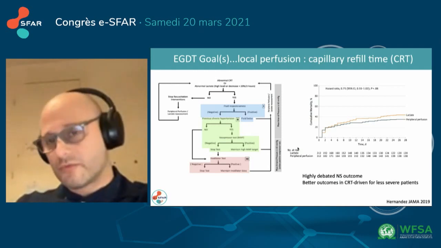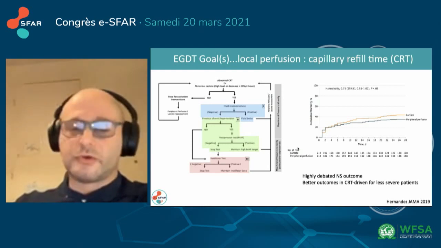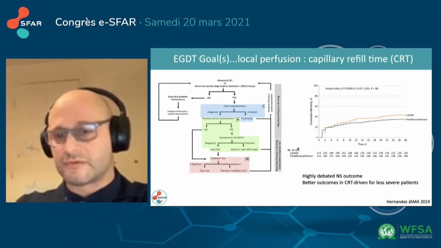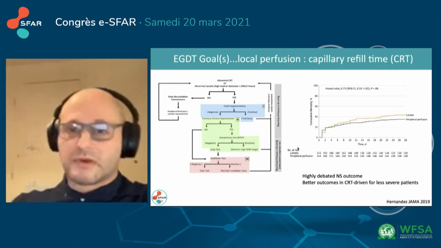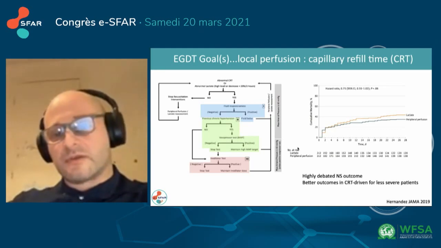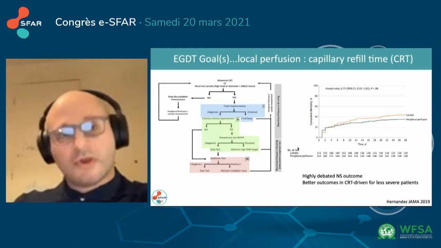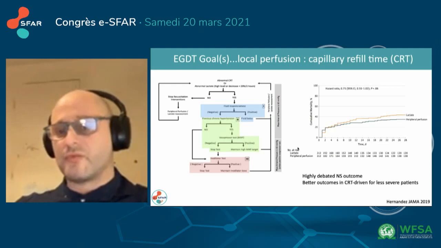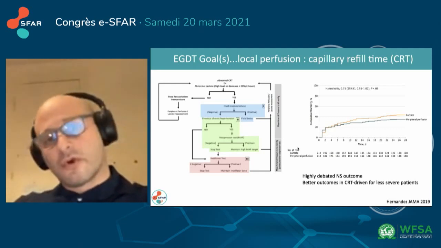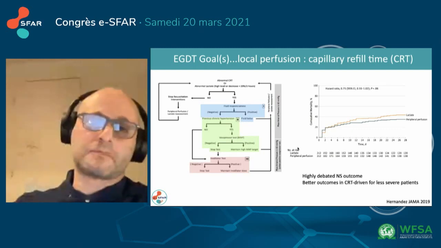There was no difference in survival, although it wasn't significant, although there's a huge debate concerning the statistical analysis, which deemed that this was not significant because the difference was actually quite impressive, of 8%. And there were better outcomes in the CRT-driven group for the less severe patients. So again, there is room for individualization of targets according to population type in septic shock.